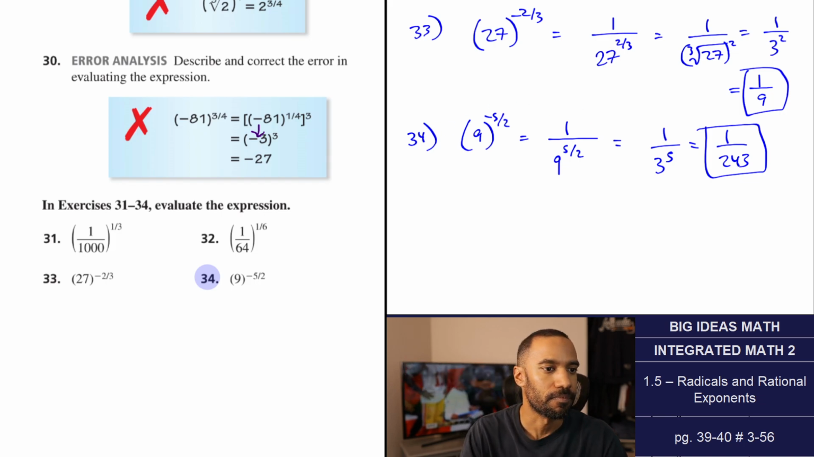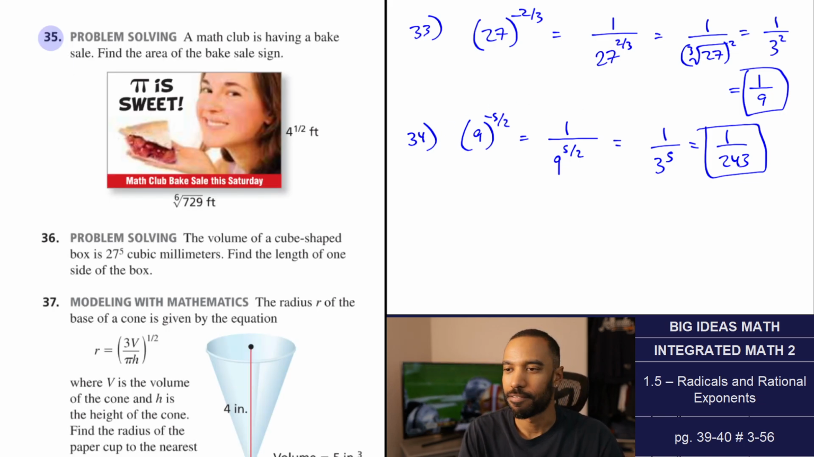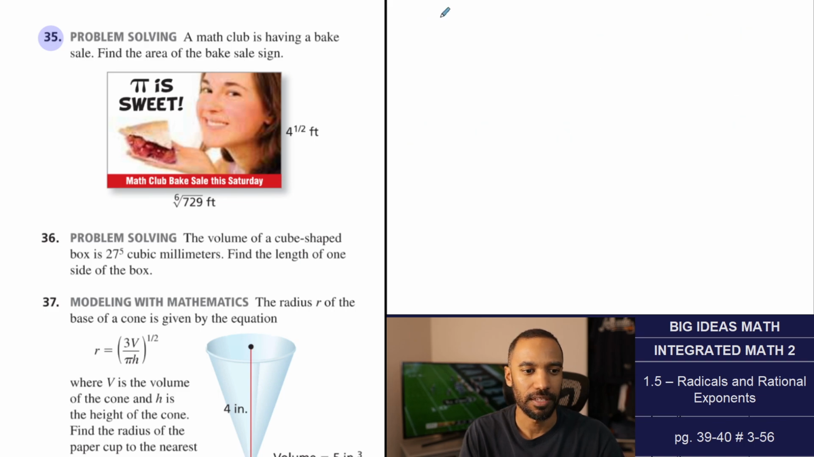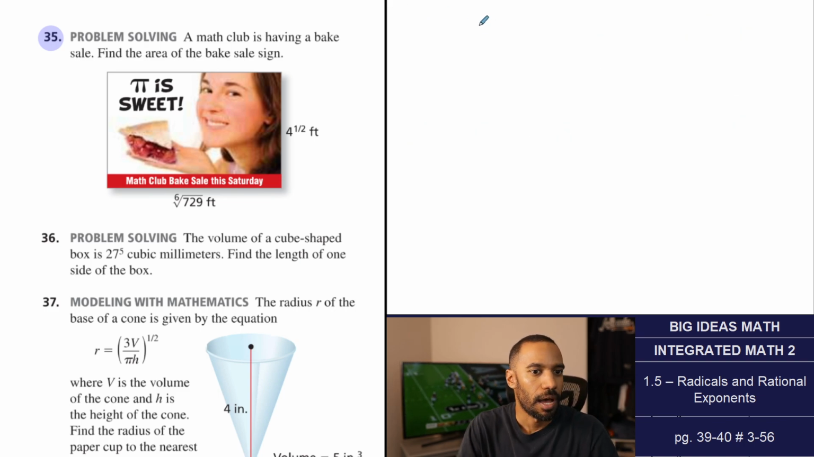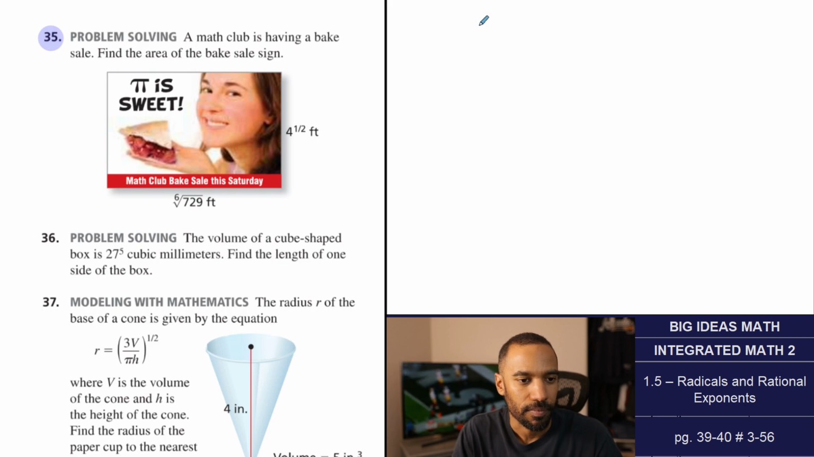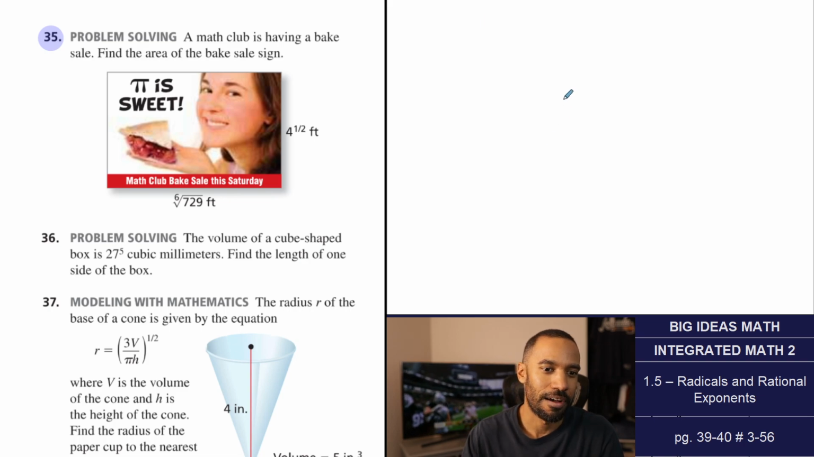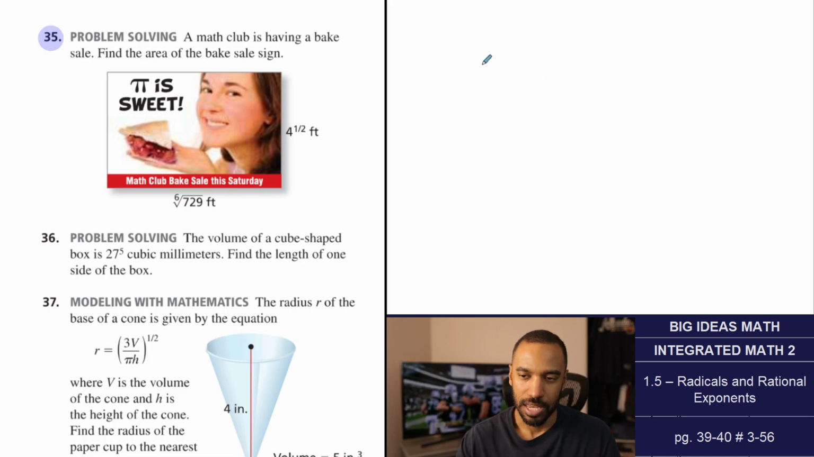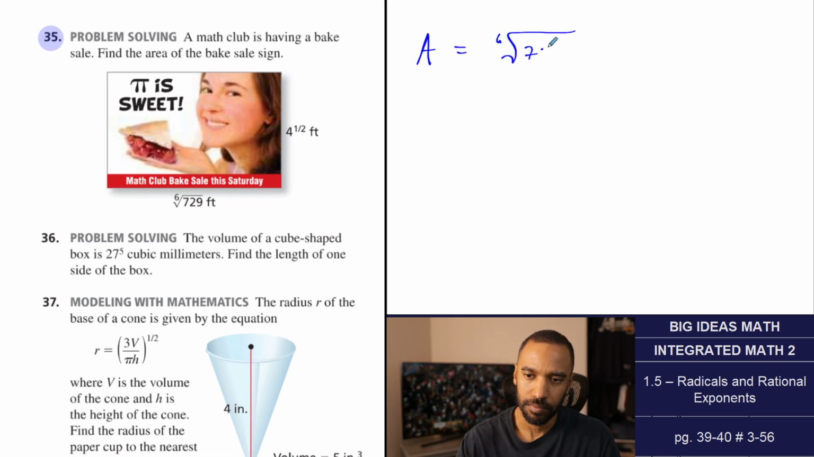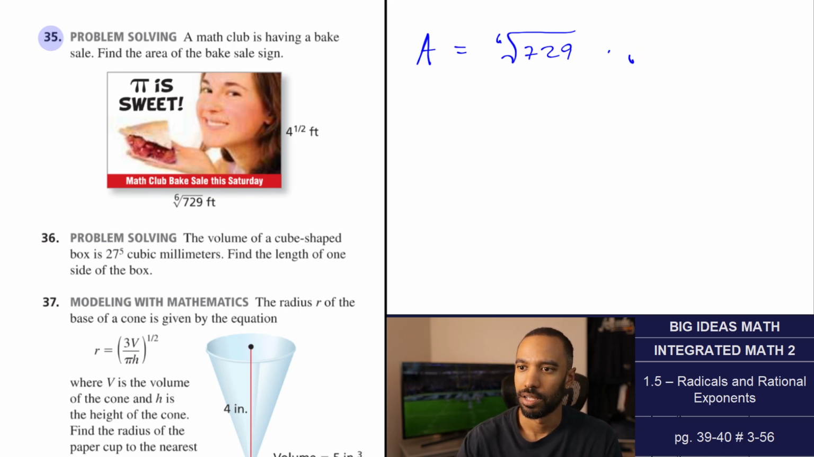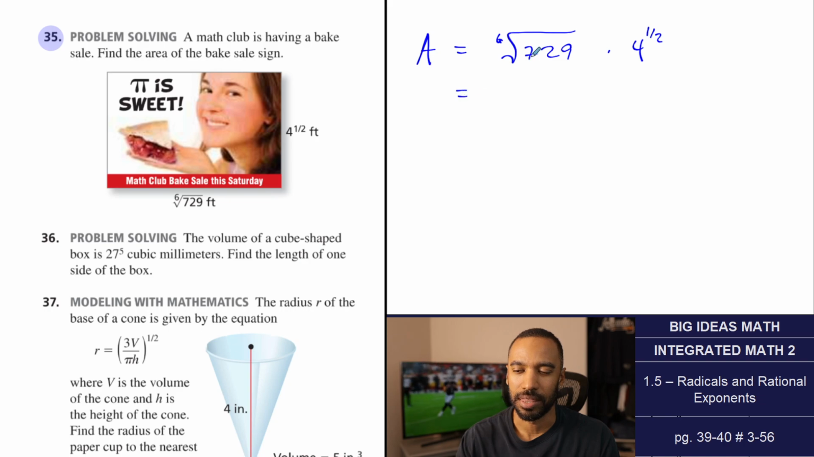Okay. Let's move forward. Number 35 and 36 are problem solving, two completely different problems. A math club is having a bake sale. Find the area of the bake sale sign. The area is going to be the length times width. So we are going to multiply the sixth root of 729 feet with 4 to the 1/2 feet. Pretty much they want you to evaluate these.